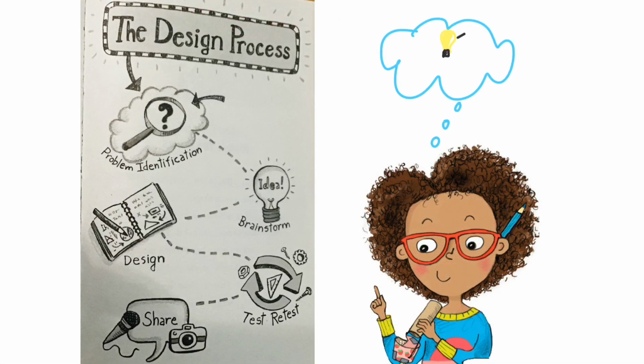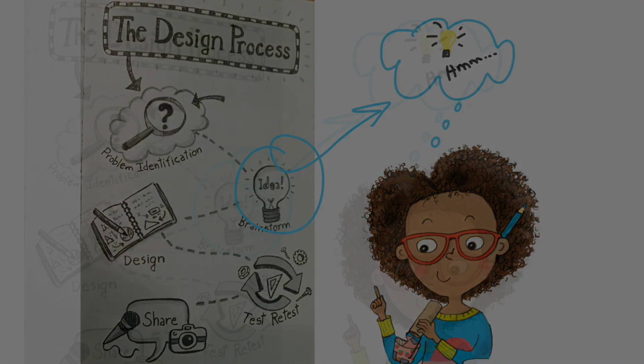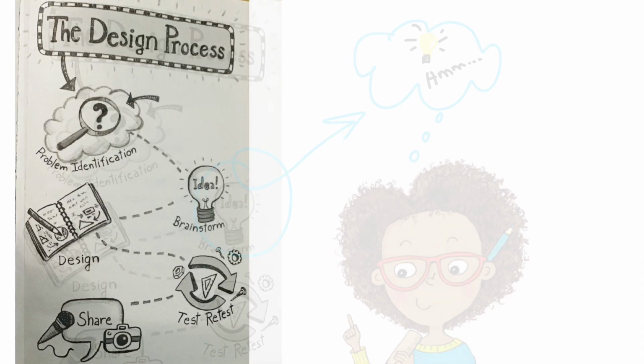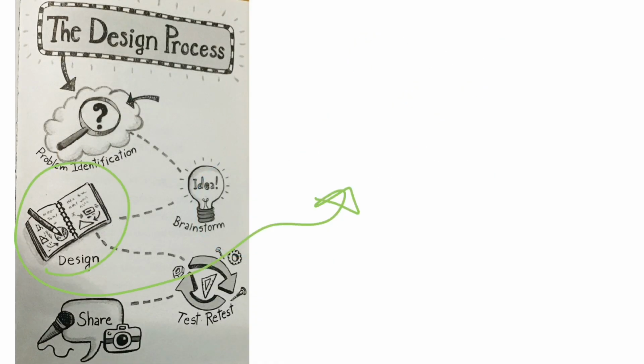Next up, brainstorm. A brainstorm is when you come up with as many ways as you can to solve the problem. They can be simple ideas or out-of-this-world ideas. Write them all down. At this stage, there's no such thing as a bad idea. Now, take a look at your list of brainstormed ideas. Which ones seem like they would work?